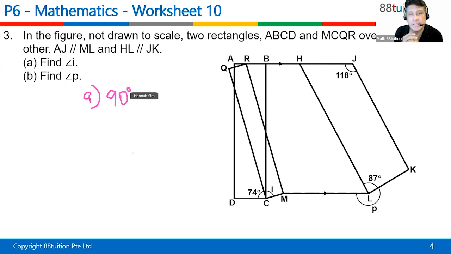Okay, Hannah is taking 90 degrees minus 74. So this is the corner of the rectangle, right? Yeah, the corner of the rectangle, then you minus 74. Yes. Okay, good job. And so you will get 16 degrees, the little angle that was being marked. Yep.